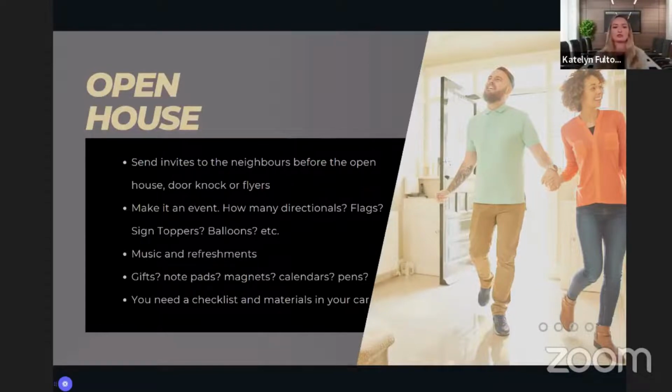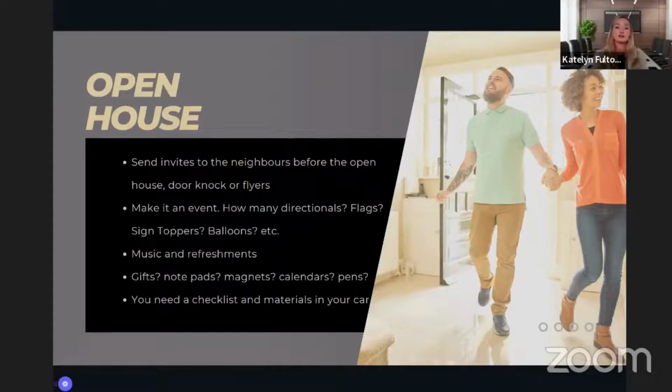So the way to do this is to send invites to the neighbors before. You could door knock the area or send flyers, and these are invitations. So you could door knock like 20 doors before the open house and say, hey, I'm having an open house from 2 to 4. I'd love if you could come. Neighbors want to go to the open house, but they'll feel even more invited if you directly invite them. And then they don't feel like they're tiptoeing and being a nosy neighbor, because you invited them to it.